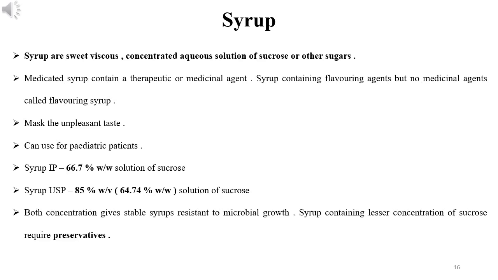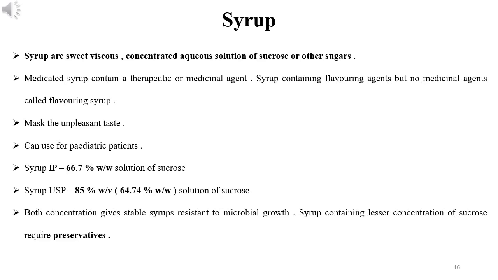Medicated syrup contains a therapeutic or medicinal agent. Means if you are talking about medicinal syrup or medicated syrup, here the medicament will be added into that sugar syrup, called medicinal syrup. Syrup containing flavoring agent for flavor: if you are not having any medicinal agent and only have flavoring agents, that is called flavoring syrup.